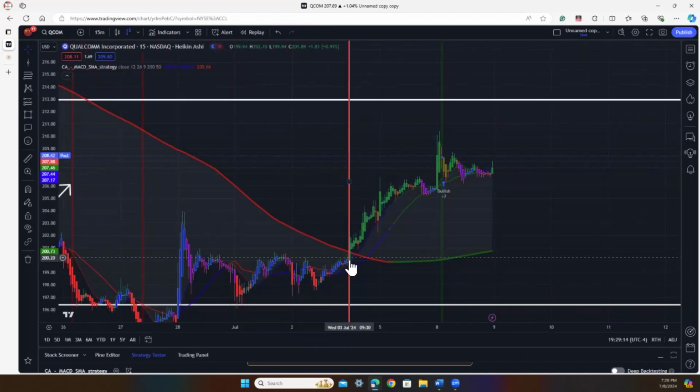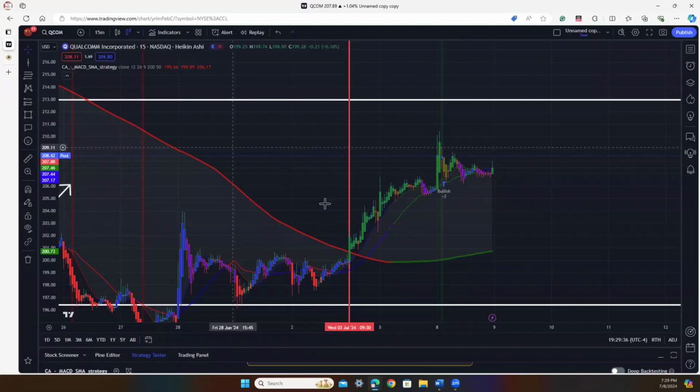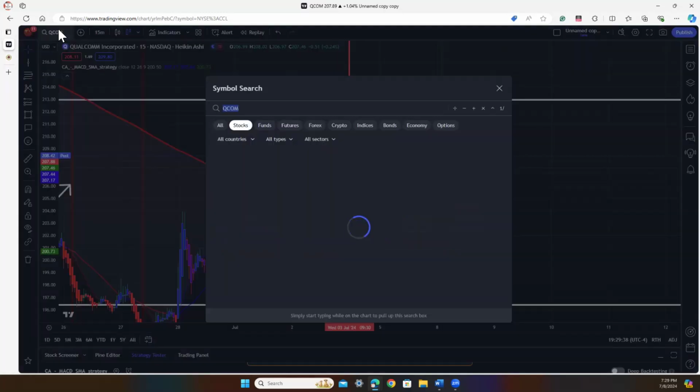But we can see right here where we start to cross over and we get that buy signal. All right. Let's take a look at another indicator. Let's look at another stock as we take a look at another indicator. Wells Fargo. Like we said, earnings is this week. So let's take a look at Wells Fargo.